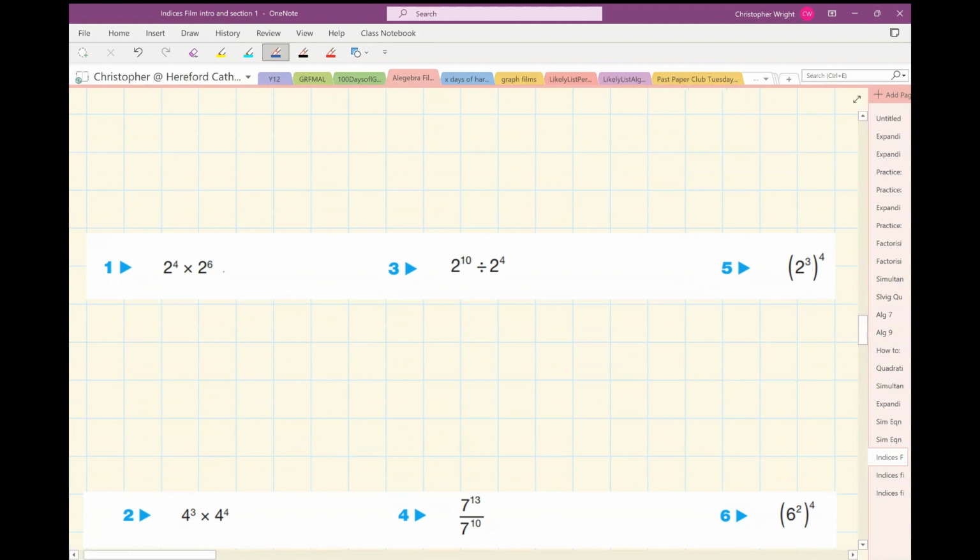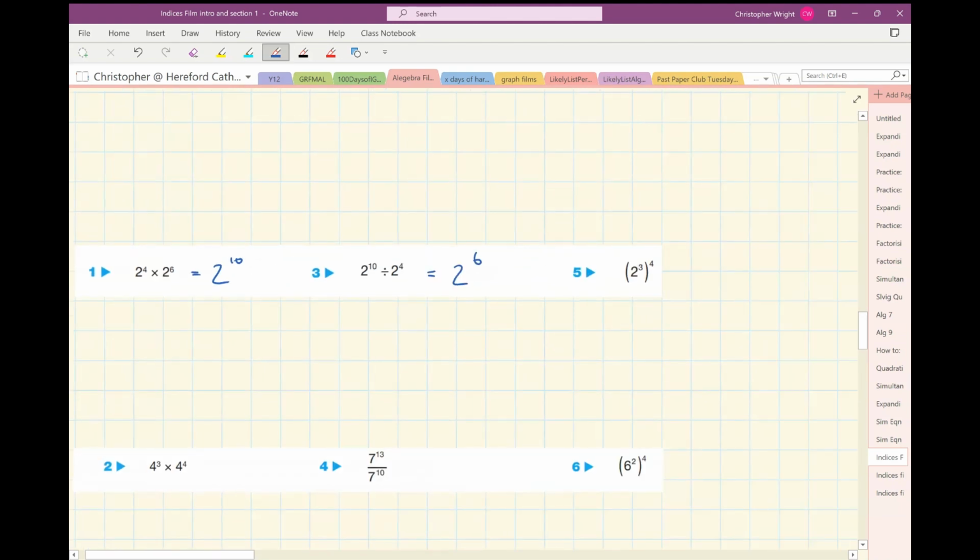So in number 1, I'm multiplying here. I'm simply going to add the indices: 2 to the power of 10. Number 3, I'm dividing, so I'm going to have 2 to the power of 10 minus 4 to the power of 6. And in number 5, I've got 2 to the power of 3, 2 cubed, raised to the power of 4. So that is going to be 2 to the power of 3 times 4, 2 to the power of 12.